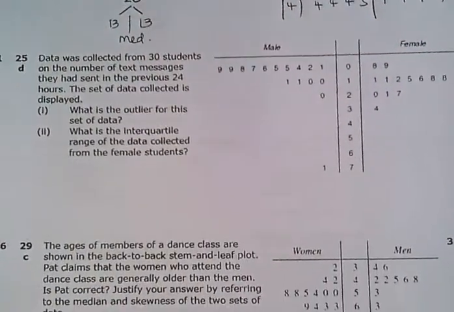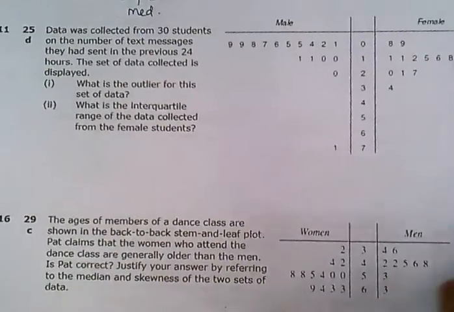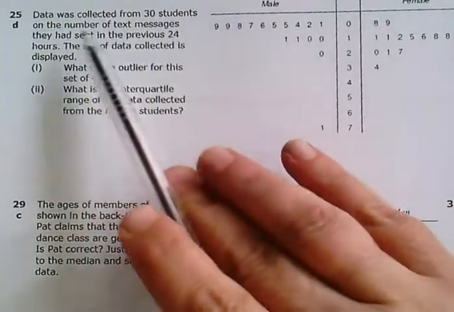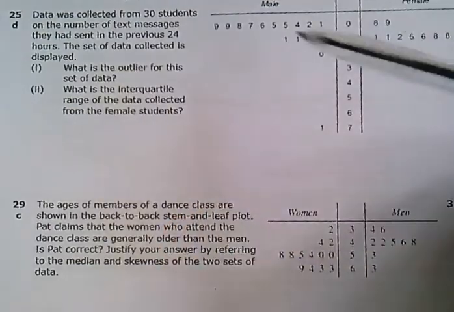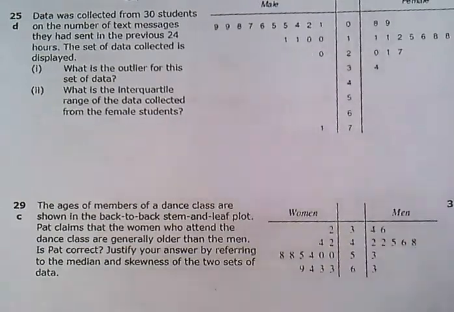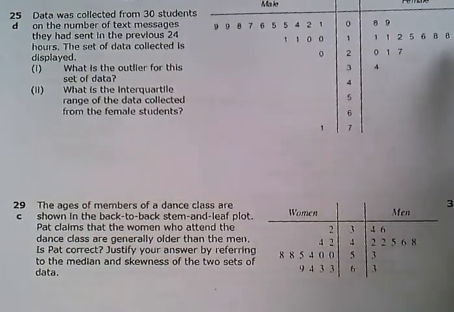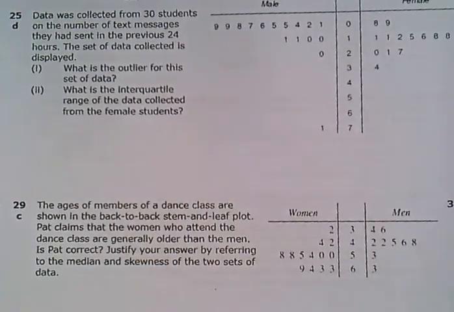Let's have a look at 2011, Question 25D. Data was collected from 30 students on the number of text messages they had sent in the previous 24 hours. The set of data is displayed, and they want the outlier and the interquartile range for the females. Now, you're lucky they've asked the females. I'm also going to do the interquartile range for the males because they're backwards. They've asked for the females, which is fine. It's forward data, but I'd like to do it for the males as well, alright?